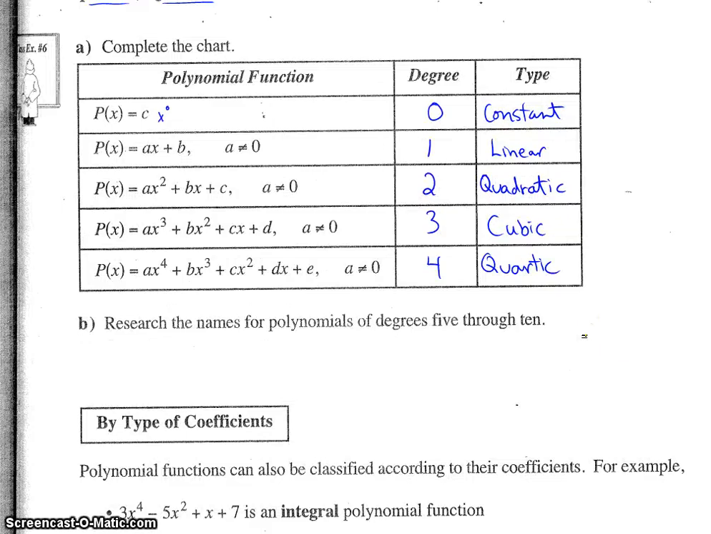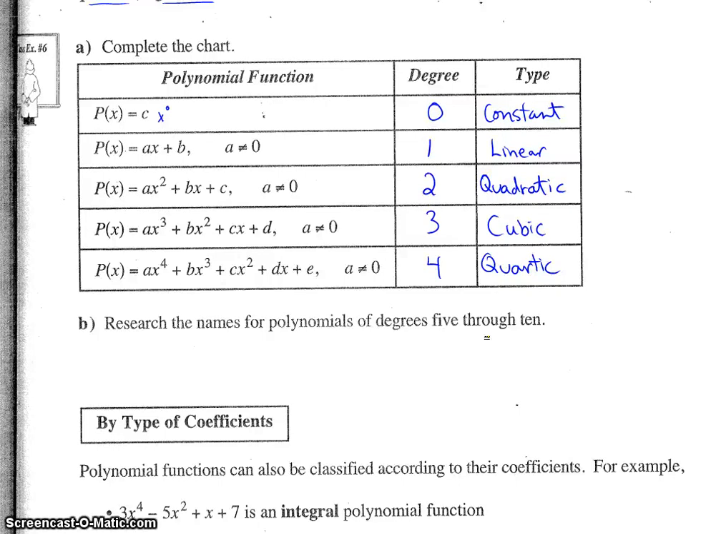Okay, so hopefully you arrived at the same thing I did, just using the information given in the paragraph above. And yes, you do need to know what each of these are. We're not going to research the names for degrees 5 through 10. Feel free to do that in your spare time, you know, Friday night when you have nothing else to do.